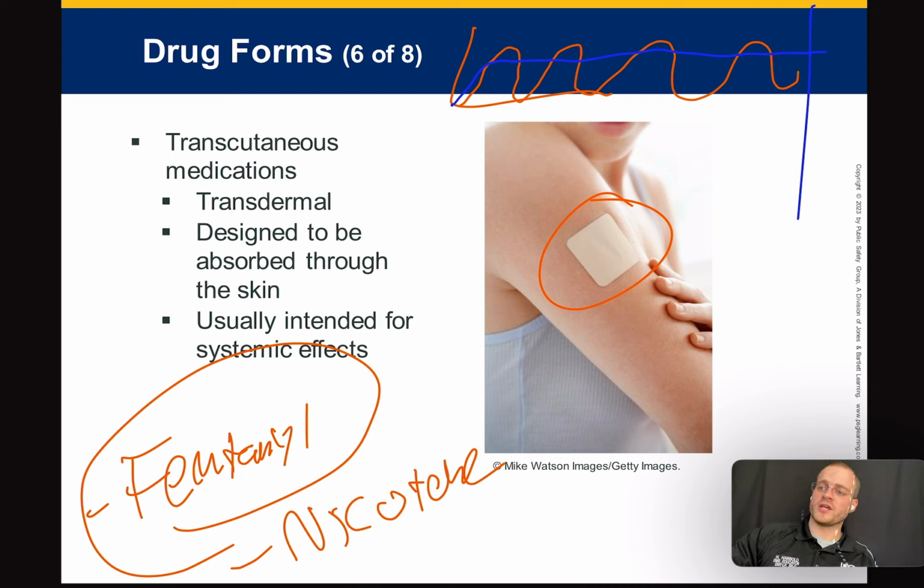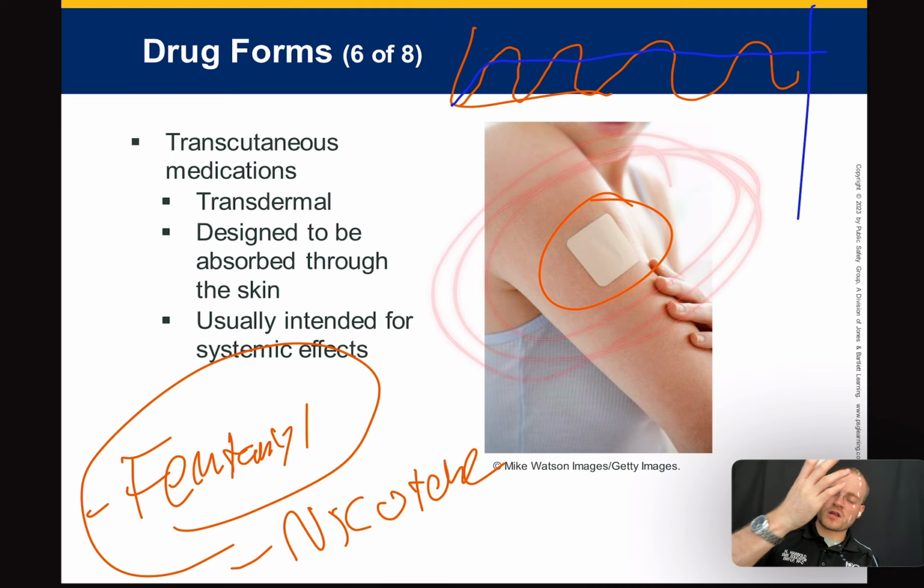Why am I telling you this story? I ran a call not too long ago.